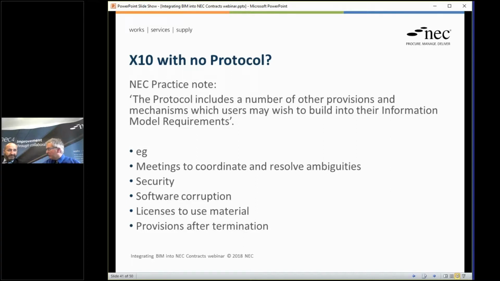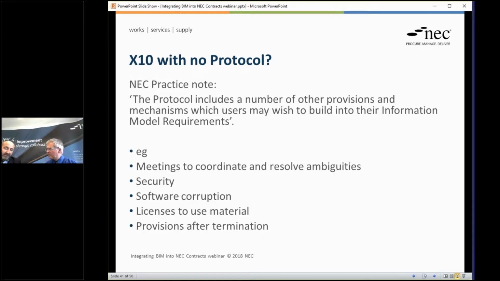So if we're going to, can we do X12? Can we do X10 without a protocol in? Yeah, I mean, we have designed this practice note to say how to use X10 with the CIC BIM protocol, but when we drafted X10 originally, it was designed to be protocol neutral, or not even need a protocol.